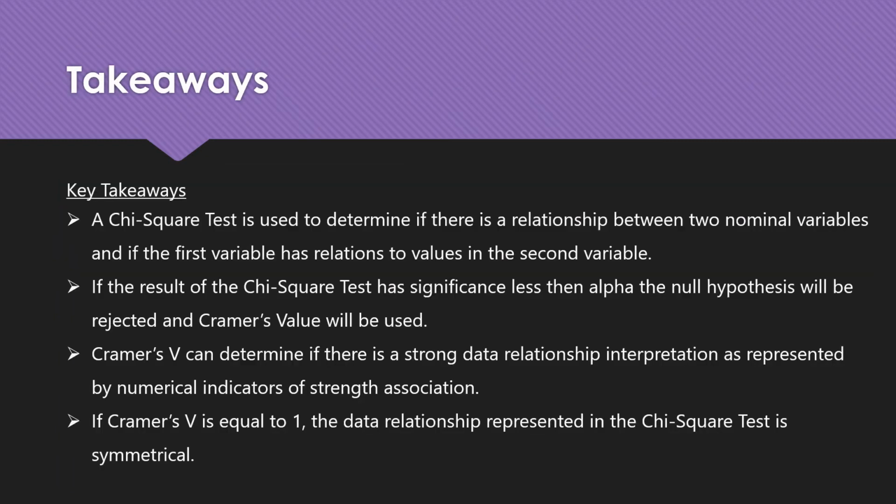Takeaways. A chi-square test is used to determine if there is a relationship between two nominal variables, and if the first variable has relations to values in the second variable. If the result of the chi-square test has significance less than alpha, the null hypothesis will be rejected and Cramer's V will be used. Cramer's V can determine if there is a strong relationship, interpreted through numerical indicators of strength of association. If Cramer's V is equal to 1, the data relationship represented in the chi-square test is symmetrical.